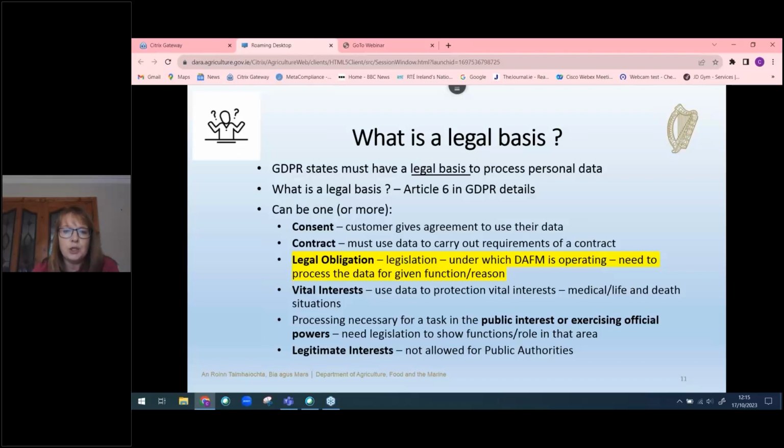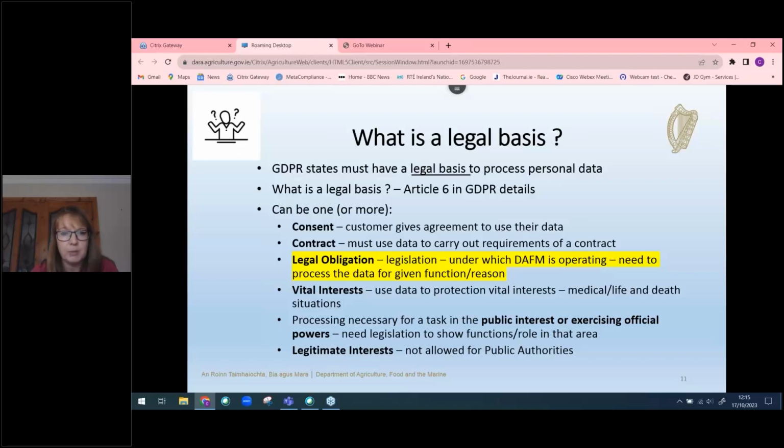A legal obligation is the next one. Legal obligation is where you're legally obliged to do something. The department carries out the vast majority of its functions and operations under a legal obligation. There's legislation in place, and the department is trying to carry out the functions under that particular piece of legislation. In order to do that, in a lot of cases, we need personal data. We can't do it without it.